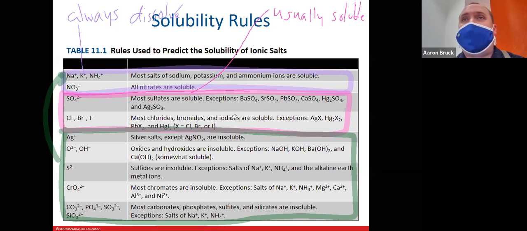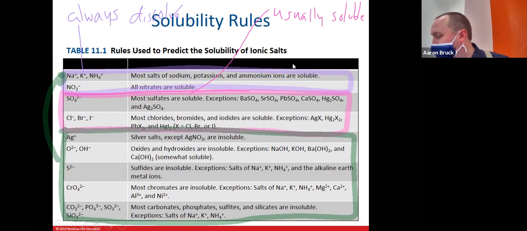I want you to be able to rationalize things when they come up. And that's what this table is for. So you need to know how to use the table. You will be given the table in a testing situation, though. All right, any questions about the solubility rules table before we move on?